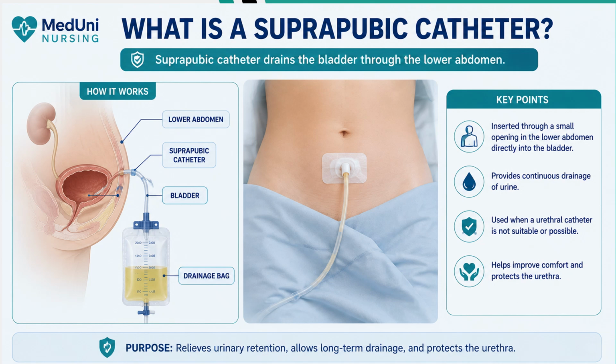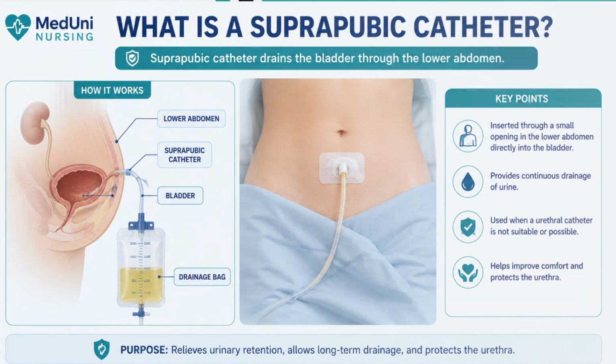Now pause and think, what would worry you after suprapubic catheter insertion? No urine output? Severe lower abdominal pain? Fever? Leakage? Bleeding? Catheter falling out? These are important red flags. Your role is to monitor urine output, check the catheter site, maintain a closed drainage system, prevent infection, and escalate early when something is not right.